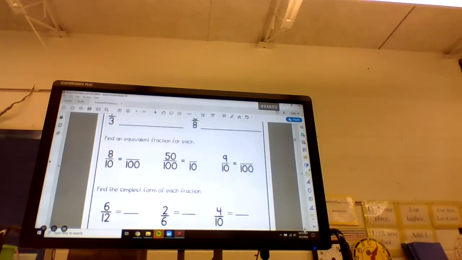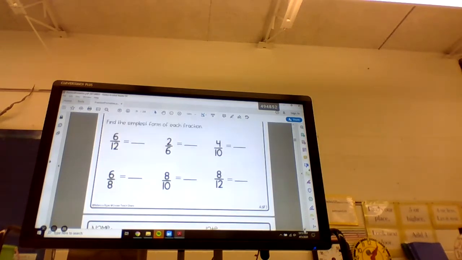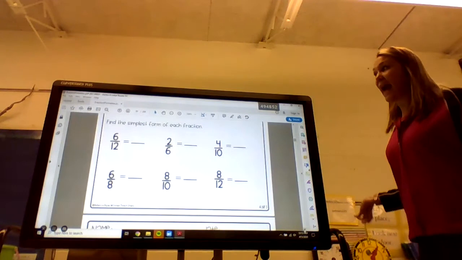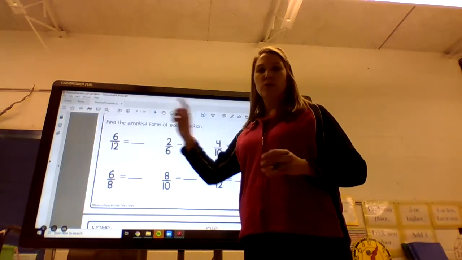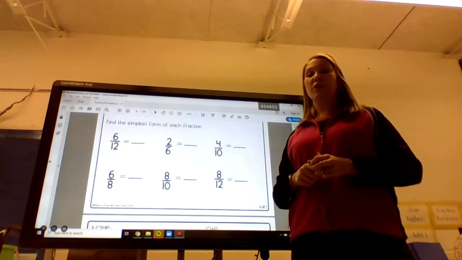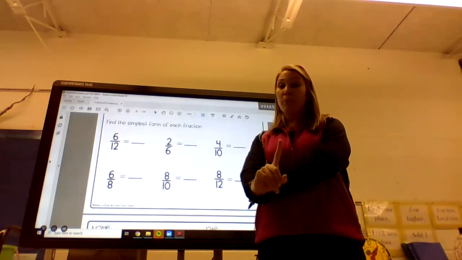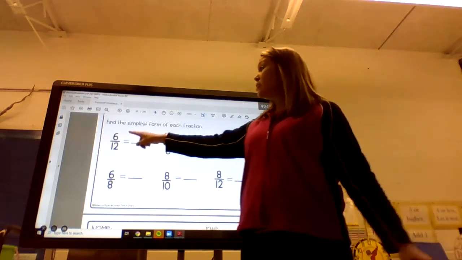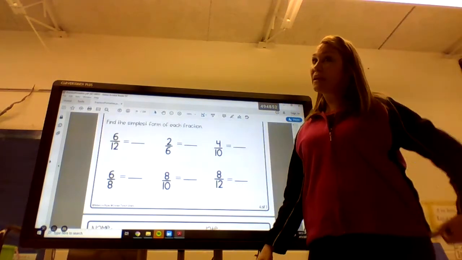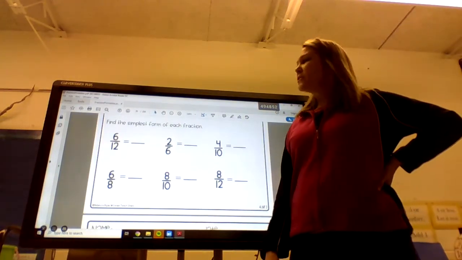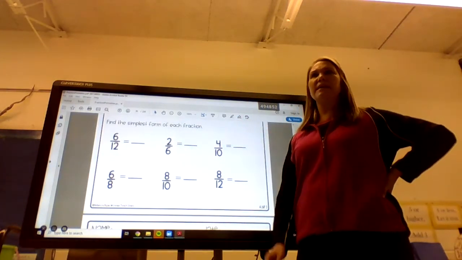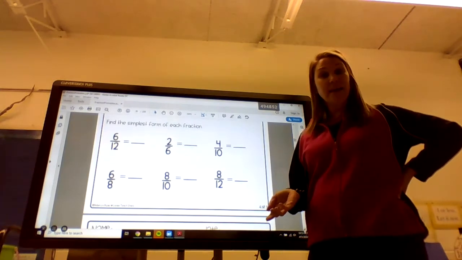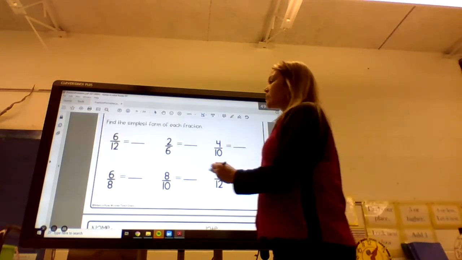Okay, so when we simplify, we want to get the fraction where you can no longer divide any number into the numerator or the denominator. So over here we have 6/12. That's not as low as it can go. We need to think, what number can I divide into the numerator and the denominator? Remember I said start with your numerator. Of course I can do 6 divided by 6. Can I do 12 divided by 6? Yes, I can. So I'm going to be fair to fractions.